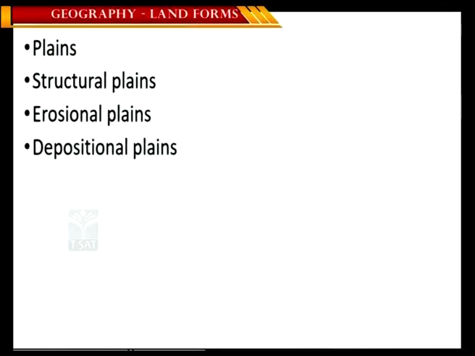After the plateaus, we have different kinds of plains. Based upon the way the plains have been formed, plains are classified into structural plains, erosional plains and depositional plains. The meaning of the word plain is a graded structure, meaning there is no slope gradient.